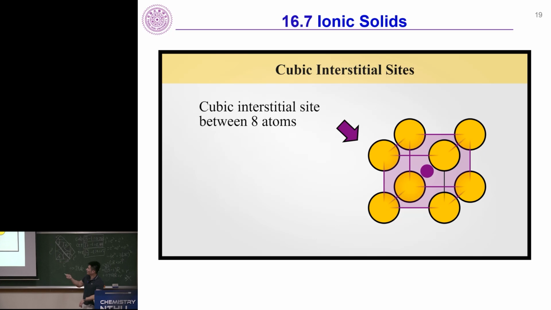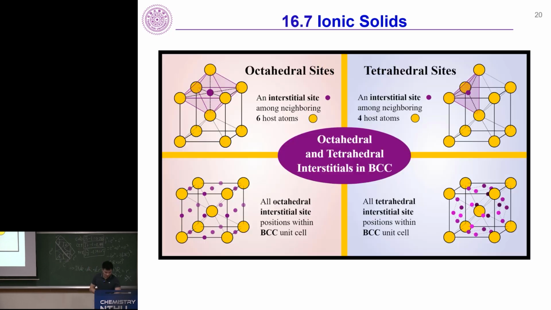Well, for a cubic hole, there's only one, right inside the body center of this cube. And after filling this cubic hole, it looks like a body center cubic. Well, for different packings, you're going to have a different number of holes. For body center cubic, you can imagine that this is the cube, and we have the body center. How many octahedral holes can we have?